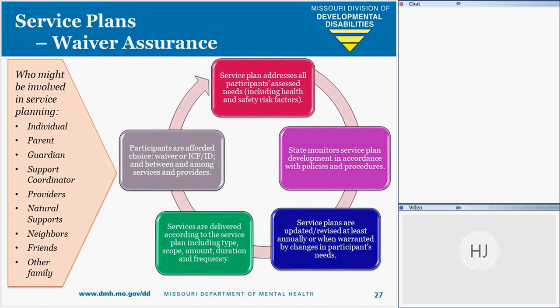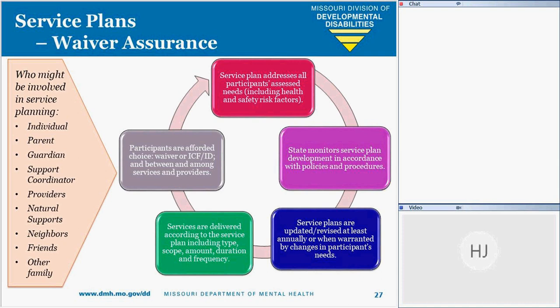Next is the service plans. This is a whole process where we develop an individual service plan. It includes the individual, the parent, the guardian, anyone that the individual receiving waiver services wants to have in the planning team meeting, your support coordinator, providers, natural supports. And you're updating it as often as individual needs change. At a minimum, it's done on an annual basis. So it goes through and it addresses all their assessed needs, including any of their health and safety risk factors.